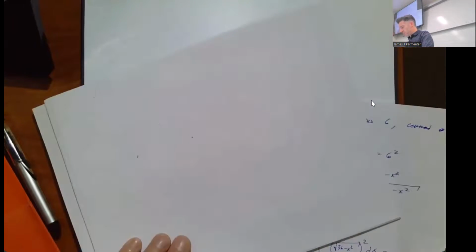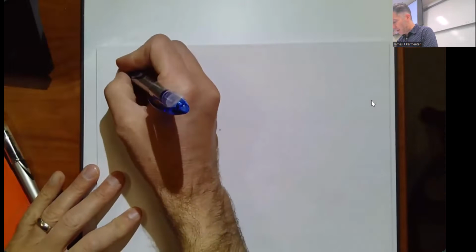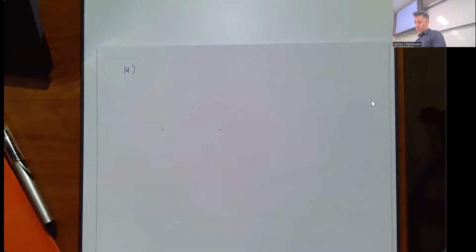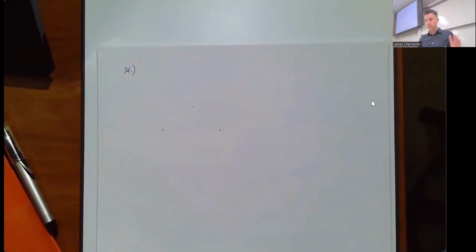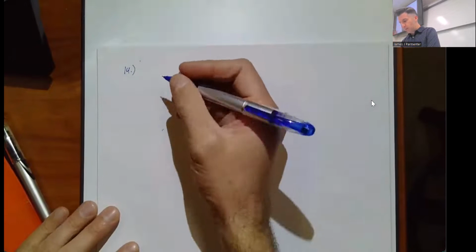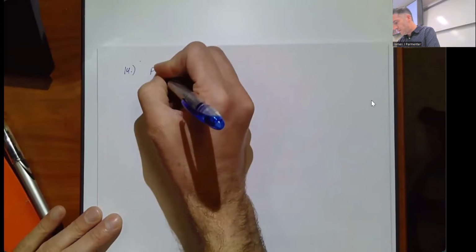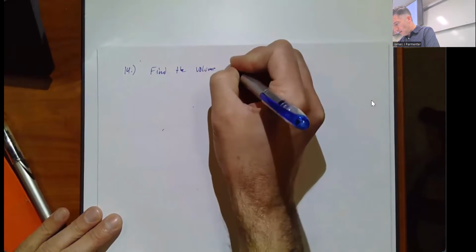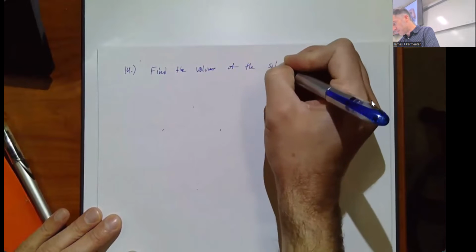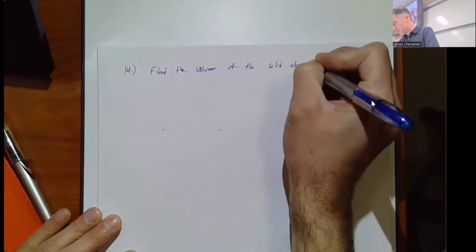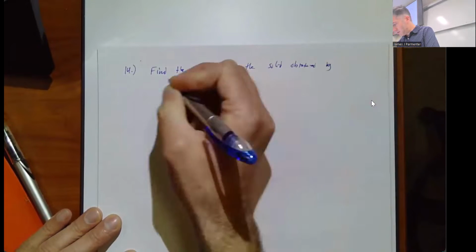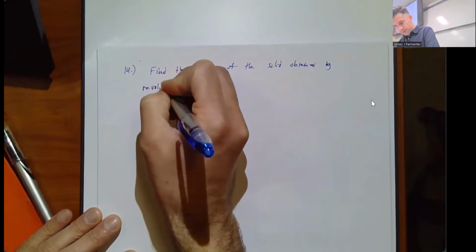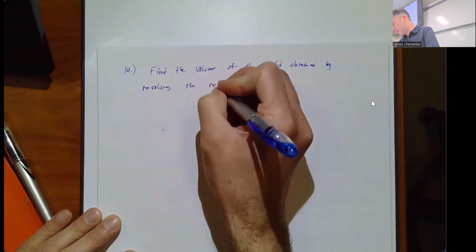So problem 14 on the next section, I just want to point out, has something that's worded in a way that I feel like could be confusing, so I just want to address it. So here's problem 14. I'm going to change it a little bit. Find the volume of the solid obtained by revolving the region, because there's always so many words to write.